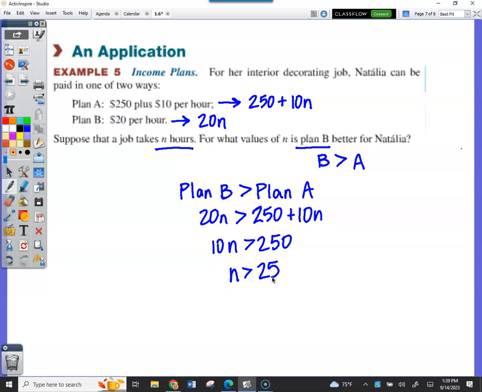You need to be able to say, I think on MyMathLab they have it as fill in the blank. I don't think it actually has a text box where you type the sentence. I think it would be, she would need to put in more than blank hours to earn more money using blank plan, or something like that.